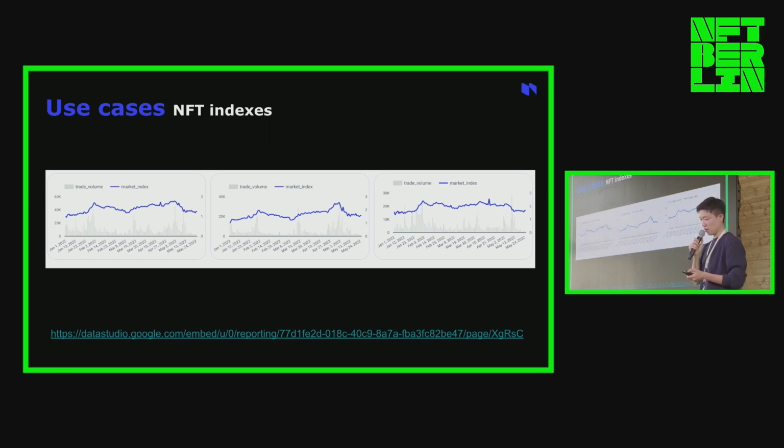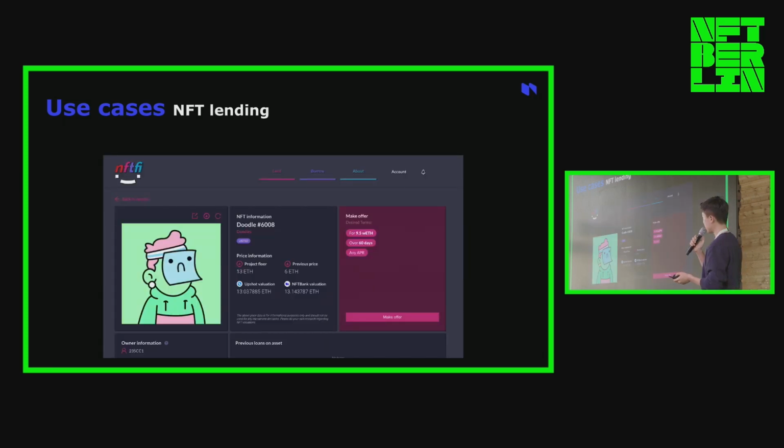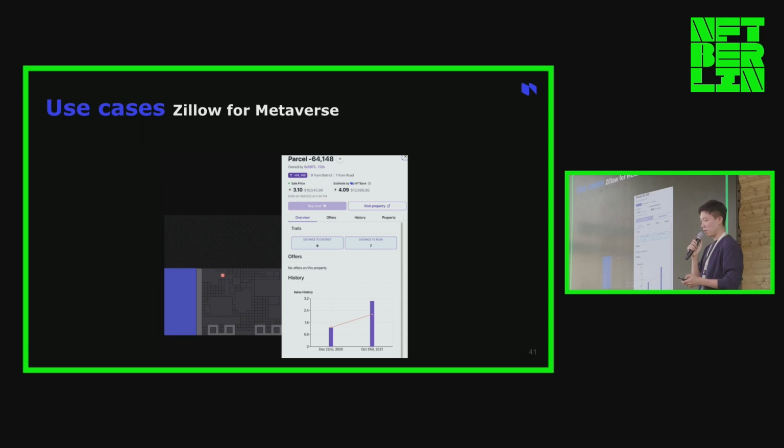NFT indexes. This is not an index comprised of ERC20 tokens. These indices are made by our valuation model. NFT lending: NFTfi is using NFTBank. And also WeMeta is getting a cut from NFTBank's API.